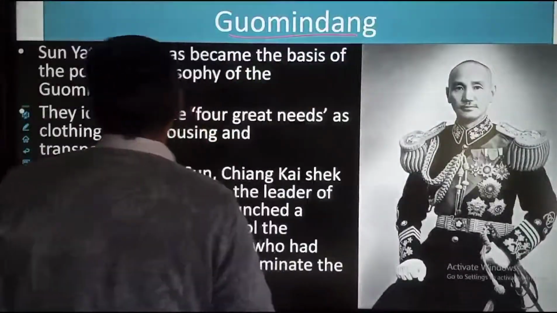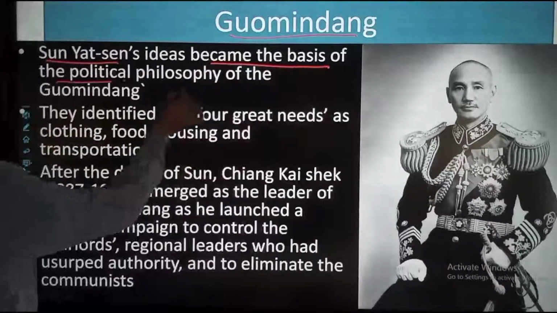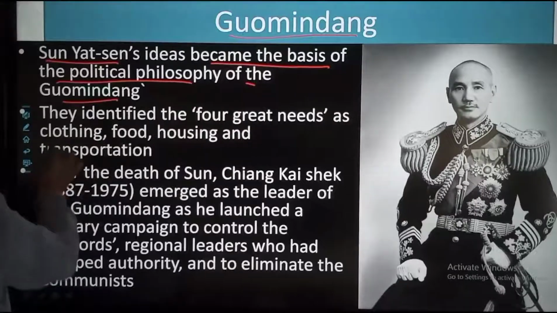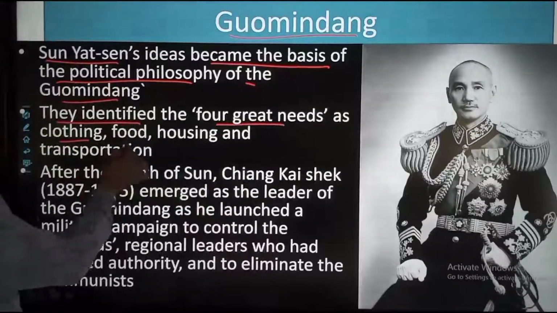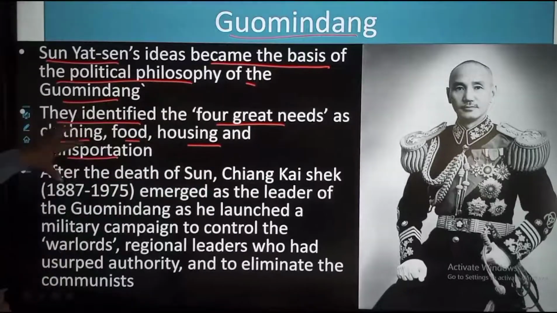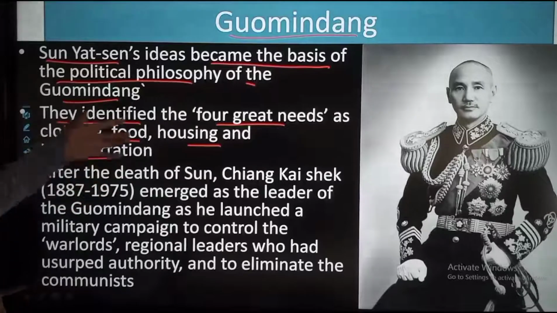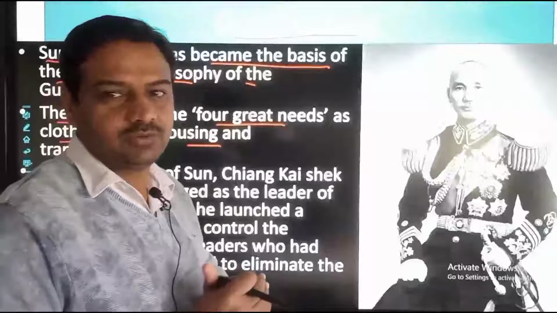So we will read about the Guomindang. Sun Yat-sen's ideas became the basis of the political philosophy of the Guomindang Party. They identified the four great needs as clothing, food, housing and transportation, and these were the great needs considered by Dr. Sun Yat-sen also. So the Guomindang Party was highly influenced by the ideas of Dr. Sun Yat-sen.